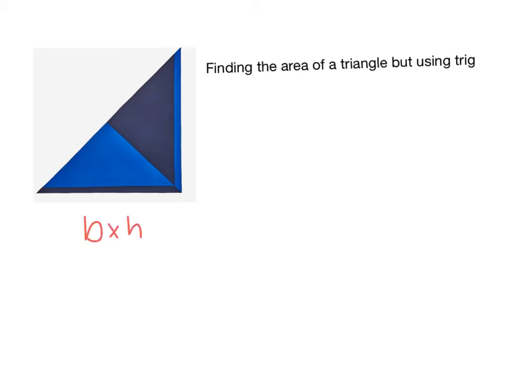Hi everybody, so today we're focusing on finding the area of a triangle, but using trig to do this. So if we think of ways we already know how to find the area of a triangle, if we go back to the basics, we know that base times height all over 2. If this is your base and this is your perpendicular height, all over 2, that is one way of finding the area of a triangle. And we met that in area and volume.